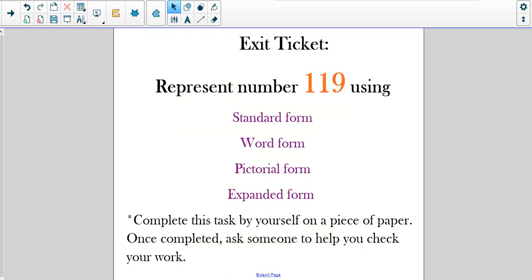And here is your exit ticket to show your understanding of the lesson objective. You are to represent the number 119 using standard form, word form, pictorial form, and expanded form. Complete this task by yourself on a piece of paper. Once completed, ask someone to help you check your work.